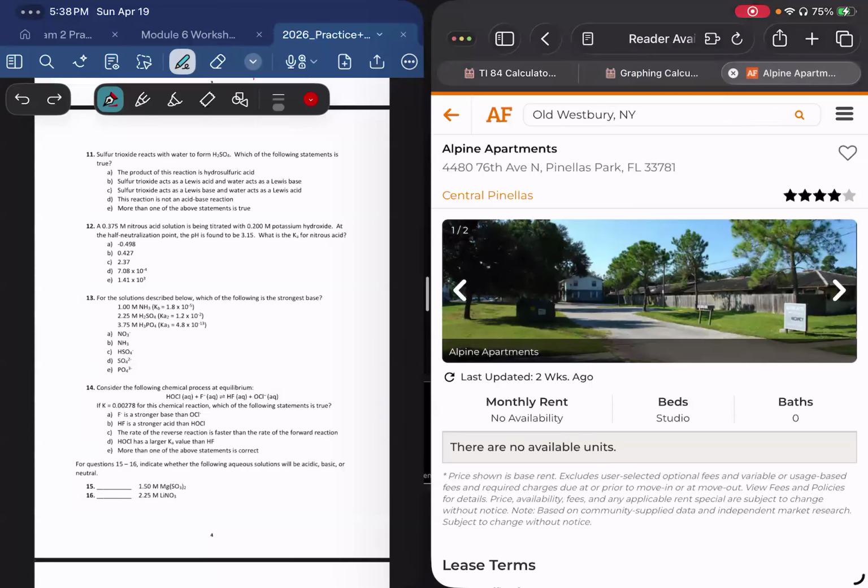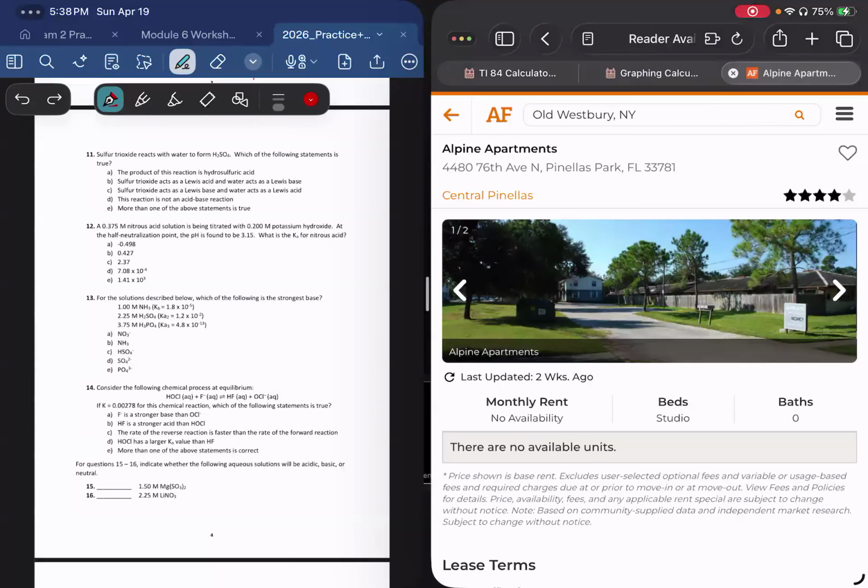All right, so let's continue. All right, consider the following chemical process at equilibrium. And so we have this reaction that's happening where basically we have an acid and a base reacting and forming an acid and a base. And we see that the K value is less than 1. K is less than 1. And so there's more reactants than products. So what does that mean?